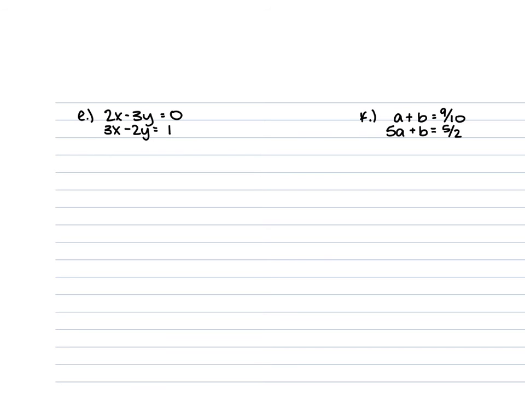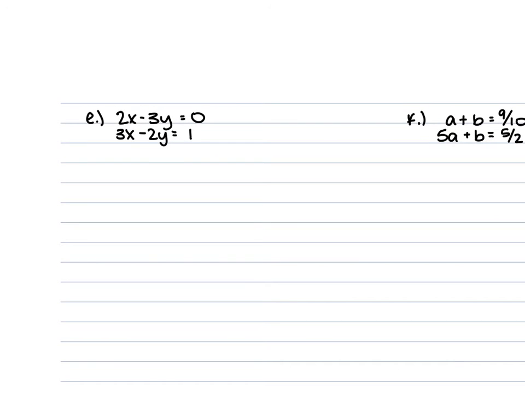So I'm going to find my least common multiple between that 2 and that 3 and have one be a positive, one be a negative. So my least common multiple between 2 and 3 is 6. If I multiply the top equation by 3, I can make that 2x a 6x, and then that bottom equation I can multiply by 2 to make that 3x a 6x. One of these has to be a negative. So I'm going to multiply the top equation by 3 and my bottom equation by negative 2.